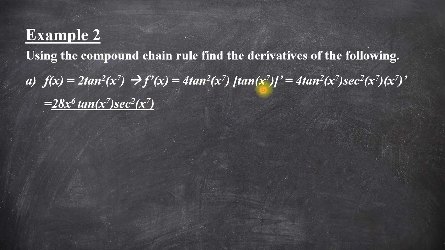Here you must understand that this term does not exist; it is an error, a mistake. So it is 4 tan of x to the power of 7 times tan x to the power of 7 prime, and that one disappears. So the final value becomes 28x to the power of 6 tan x to the power of 7 sec squared x to the power of 7. Let's see another example.